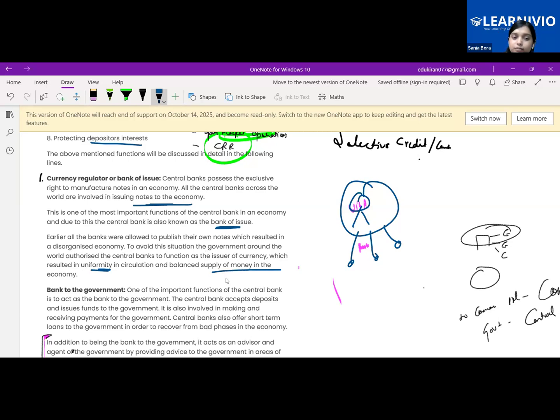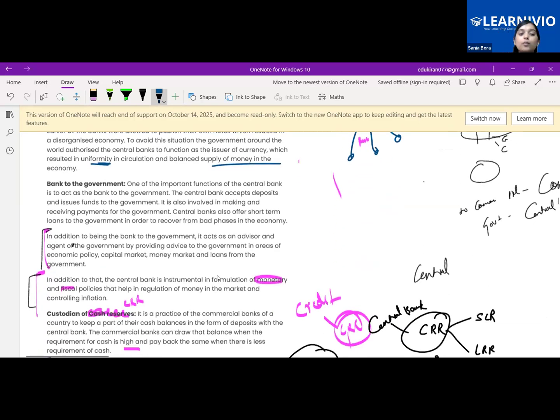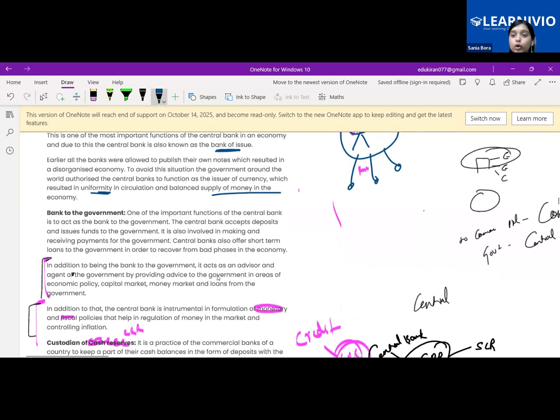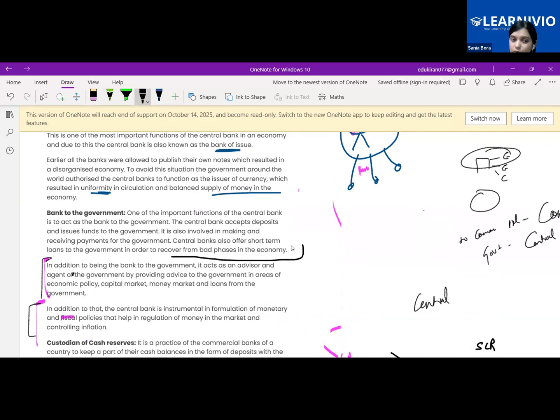Now, bank to the government. Governments don't go to commercial banks; we discussed this in the previous class also. The government goes to the central bank. One of the most important functions of the central bank is to act as the bank to the government. The central bank accepts deposits and issues funds to the government. It is also involved in making and receiving payments for the government. The central bank also offers short term loans to the government in order to recover from a bad phase in the economy.